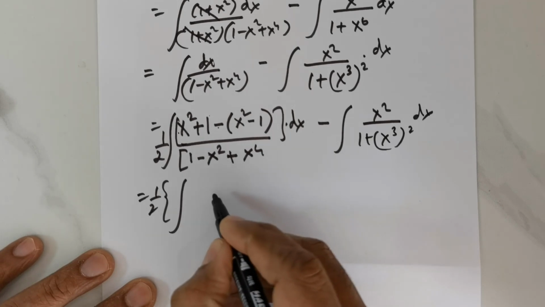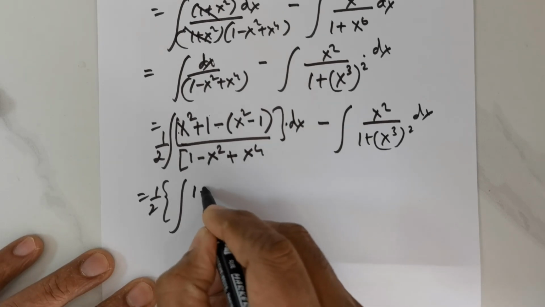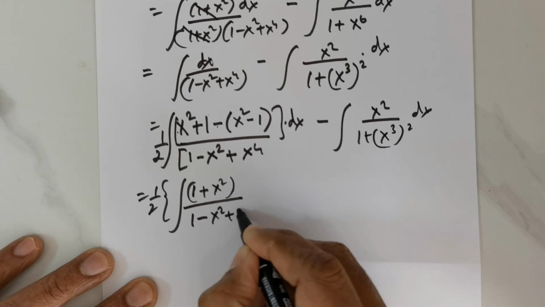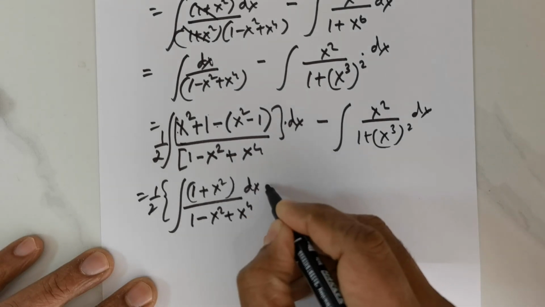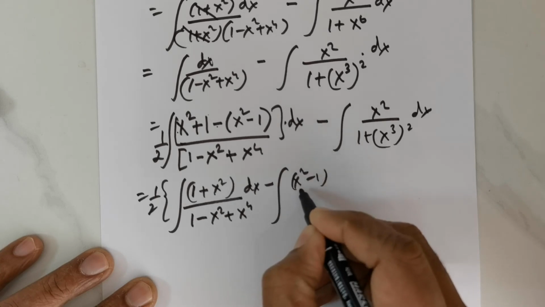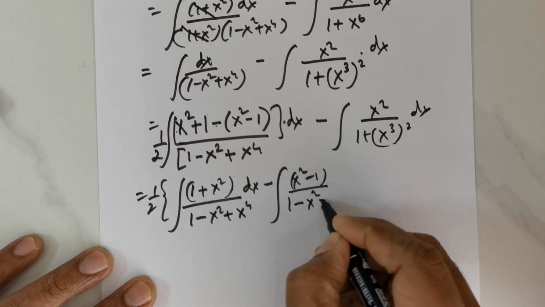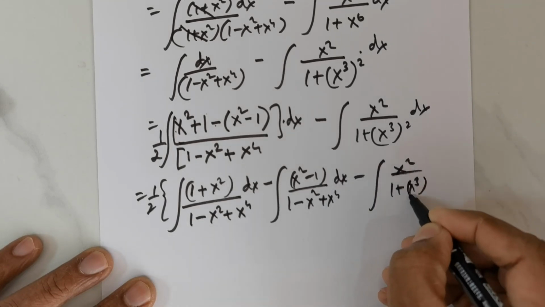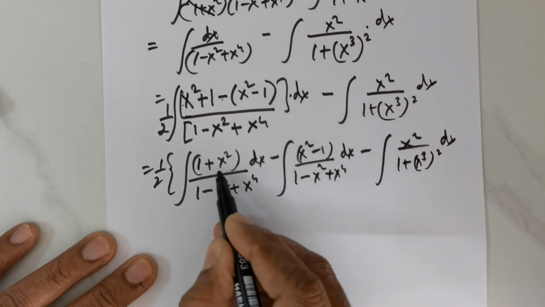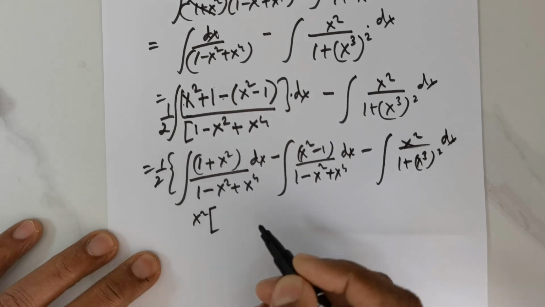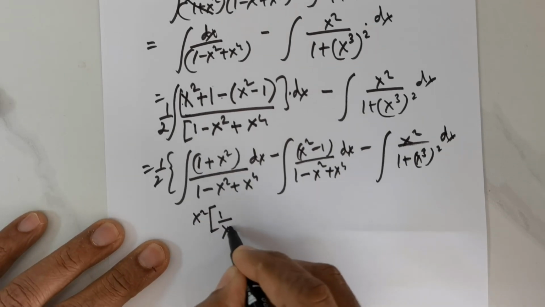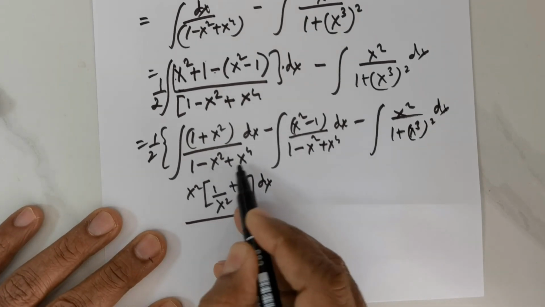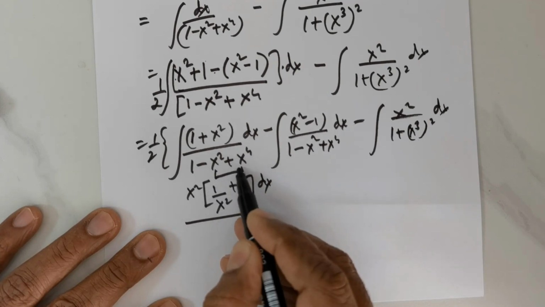So this is going to be, let me write this as the first term, (1 + x^2) divided by the denominator 1 - x^2 + x^4 with the dx, and then minus the integral of (x^2 - 1) divided by 1 - x^2 + x^4 times dx, minus the integral of x^2 divided by (1 + x^3)^2 times dx. Now if I were to take x^2 outside, I would get 1 over x^2 + 1 times dx.